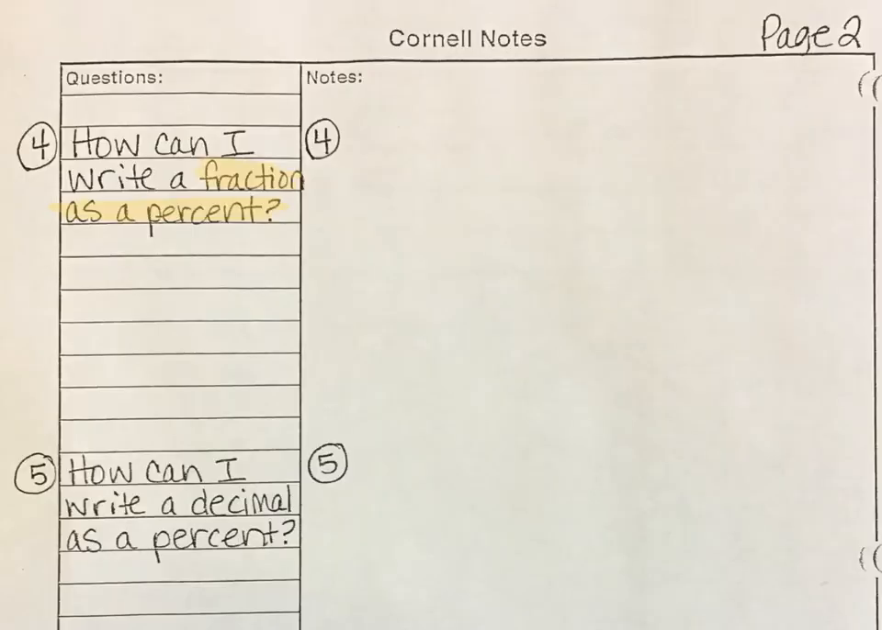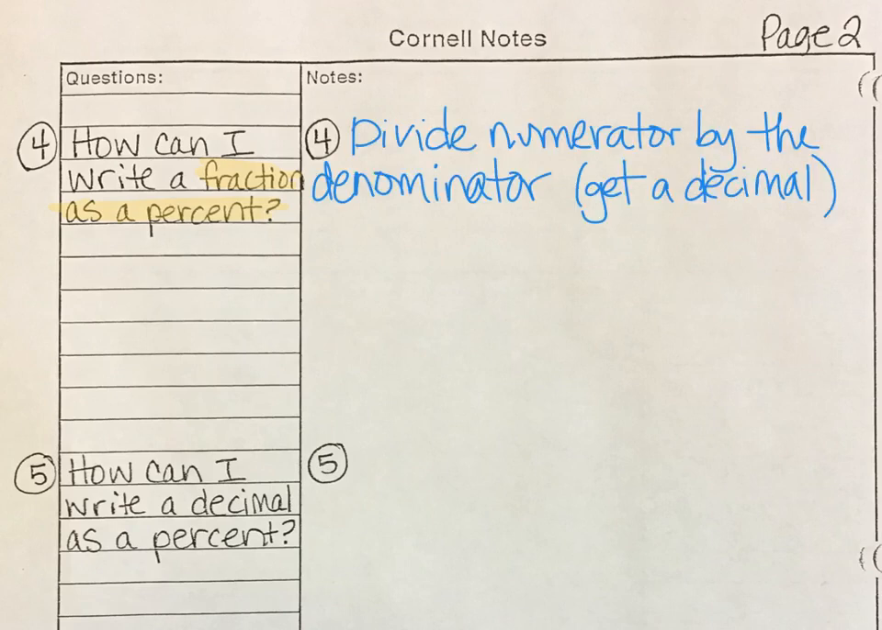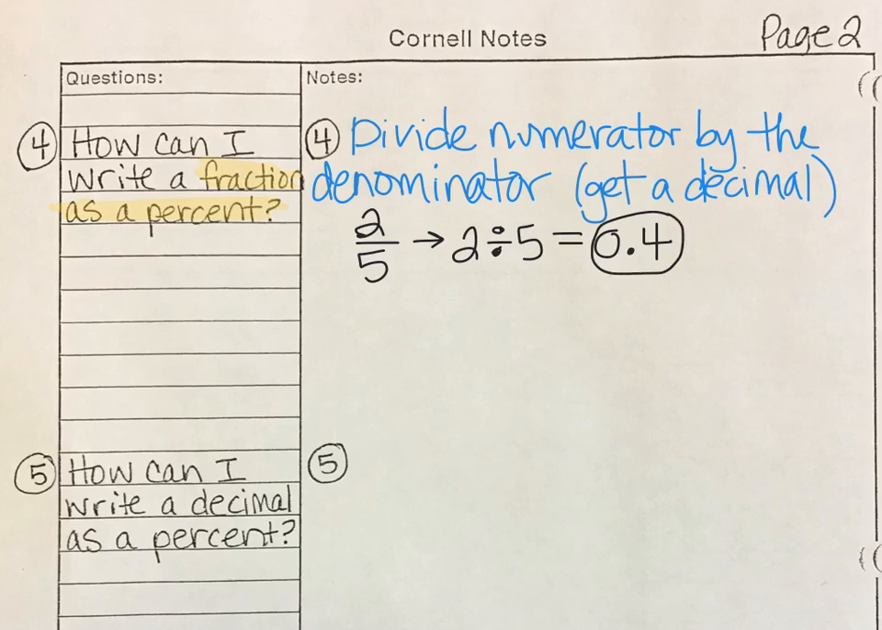Question 4 asks, how can I write a fraction as a percent? Well, this is actually a 2-step process. And the first step is to change that fraction into a decimal. In order to get a decimal, we need to divide the numerator by the denominator. So take a look at this fraction, 2/5. If you take that fraction and change it into a decimal, you do 2 divided by 5. And when you do that on your calculator, you get the decimal 4/10. This decimal here is the decimal we're going to use in order to change into its percent form.